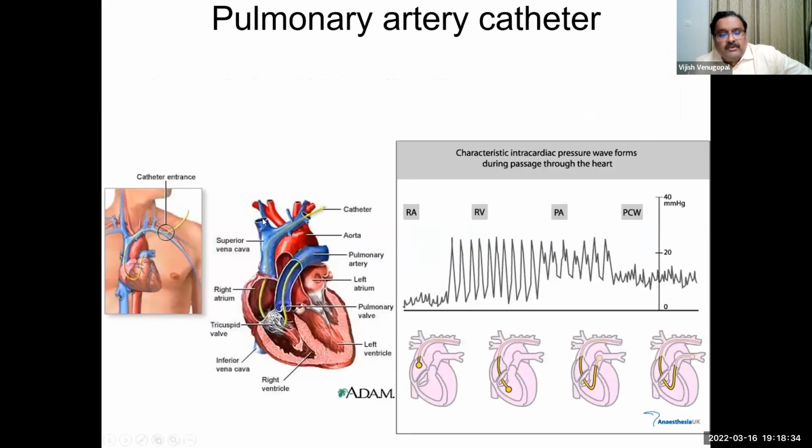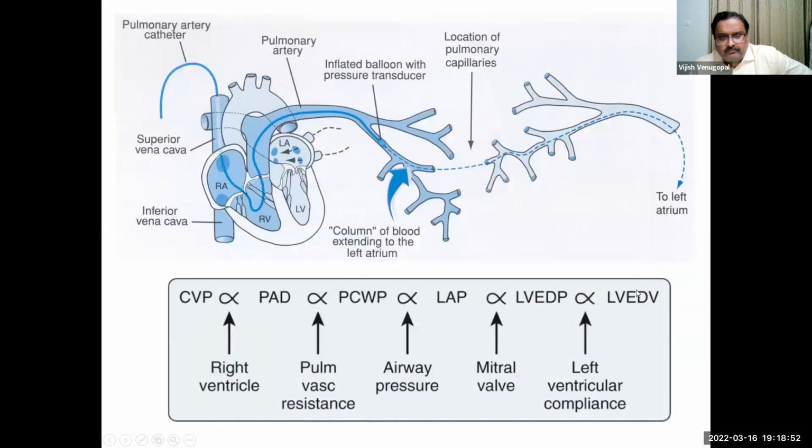And we all know that once the PA catheter is introduced into the right atrium, the balloon is inflated and you get the characteristic CVP trace. And once it enters the RV, there is an increase in the systolic blood pressure. And the moment it enters the PA, the diastolic blood pressures go up, and then you get the wedge tracing. So what are we trying to measure with the pulmonary capillary wedge pressure? Well, it correlates to the left atrial pressure.